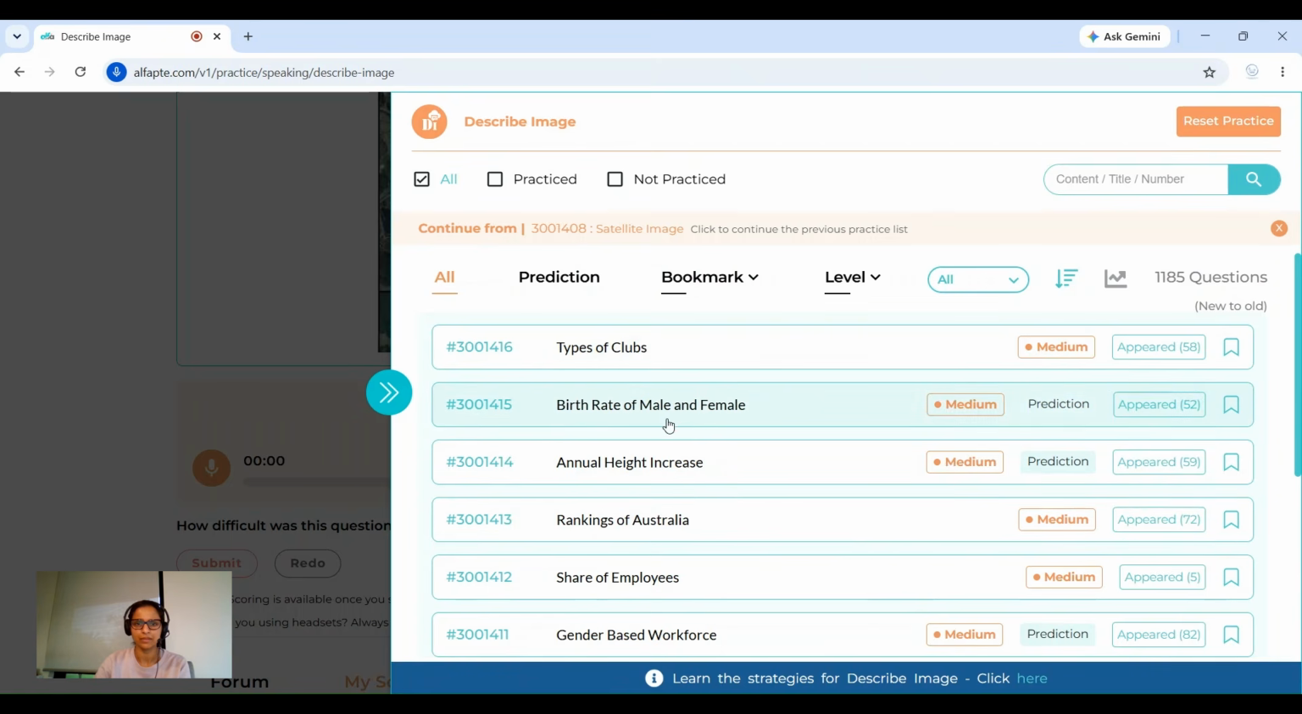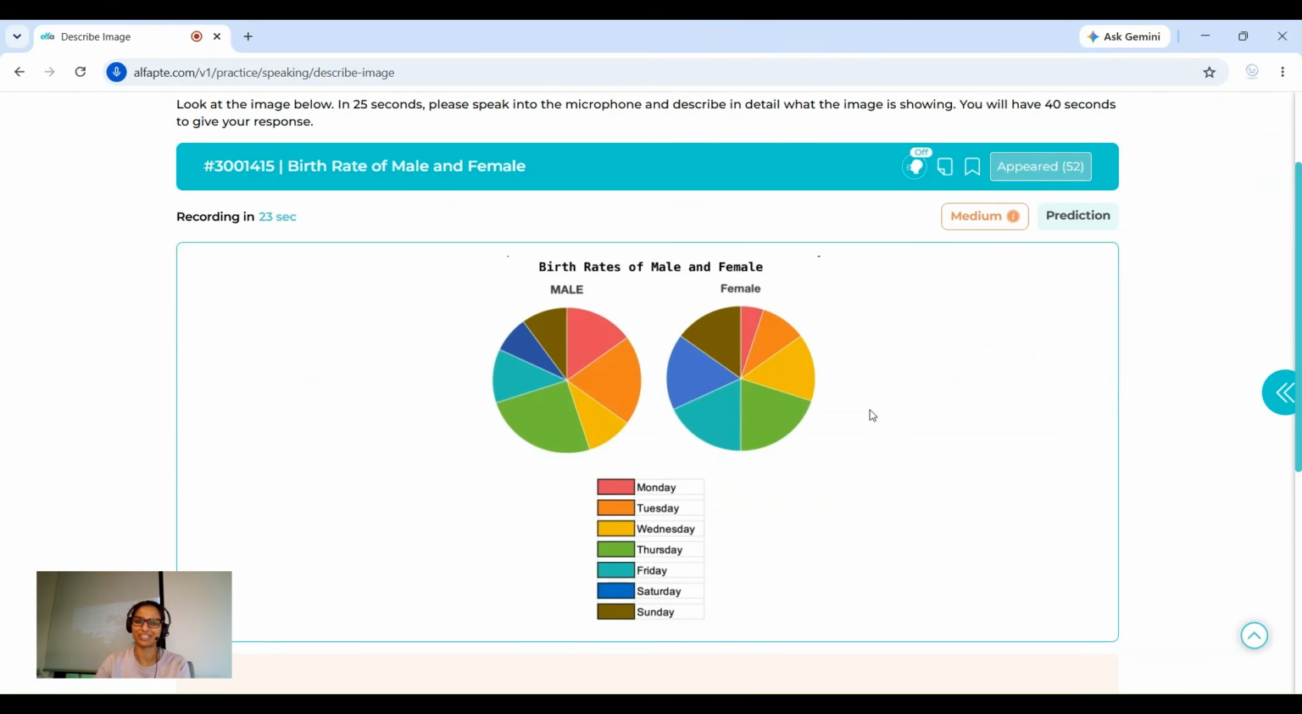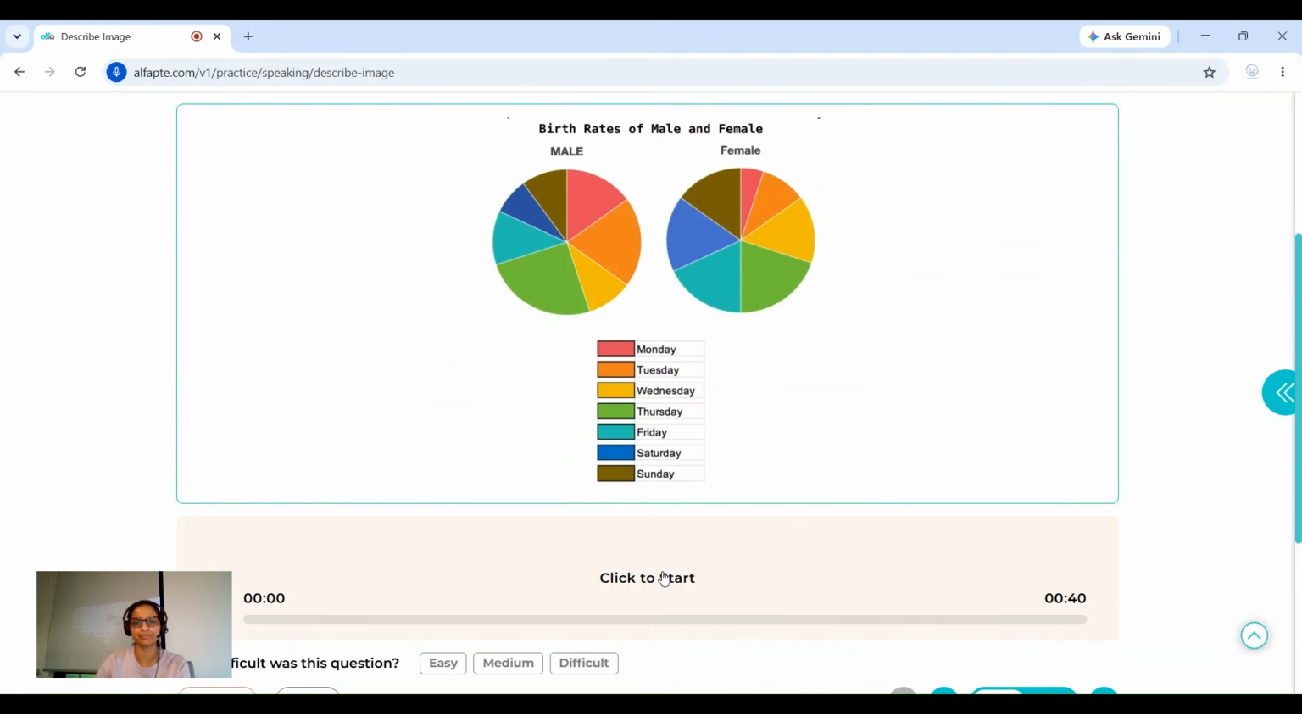Oh, there we go. A pie chart. I'm sure you've seen this on ApeUni as well. Let's jump straight into it.